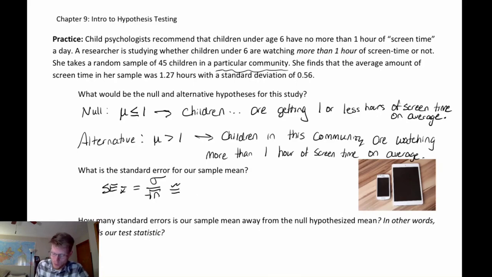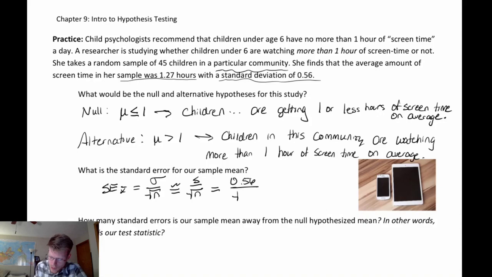Instead, what we're going to do is approximate it with our sample standard deviation, and estimate what that standard error should be. So S is going to be apparently 0.56. If I go up here, our sample has a mean of 1.27 with a standard deviation of 0.56, so that is how much variation we see in our sample with screen time.